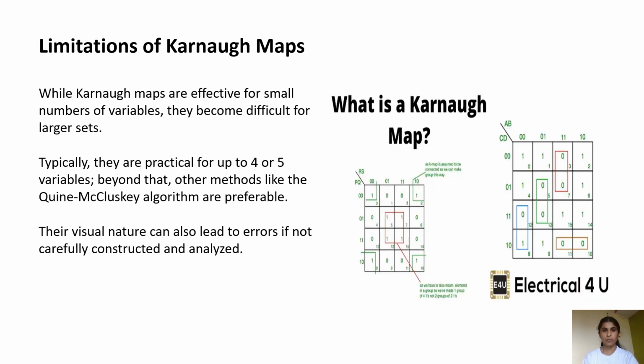Limitations of Karnaugh maps. While Karnaugh maps are effective for small numbers of variables, they become difficult for larger sets. Typically, they are practical for up to 4 to 5 variables. Beyond that, other methods like the Quine-McCluskey algorithm are preferable. Their visual nature can also lead to errors if not carefully constructed and analyzed.